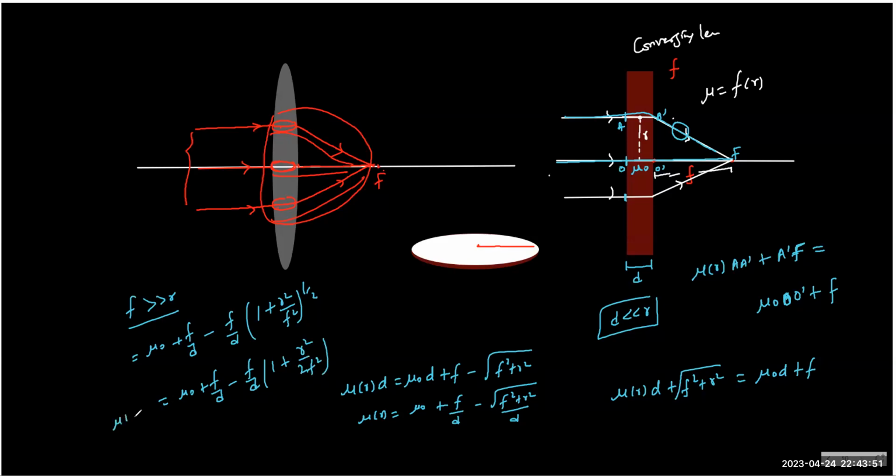So the mu as a function of R comes out to how much? Mu naught. The answer is mu naught minus R square by 2FD. So what does it mean? As you go up, the mu must decrease. And that's logical, because as you go up, mu will decrease, so the optical path length of the lens will decrease, and it will compensate. It will take the shape of a convex lens.